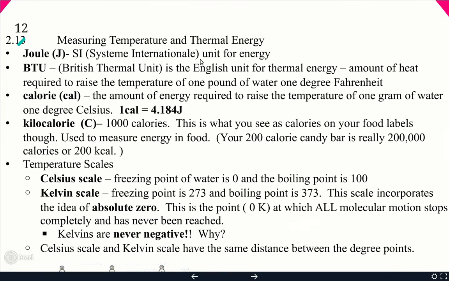Now, measuring temperature and thermal energy, we're going to be looking at joules, which is the SI unit for energy, the most important one. BTUs are the British thermal unit. We're not using that at all. I'm just letting you know there is one.